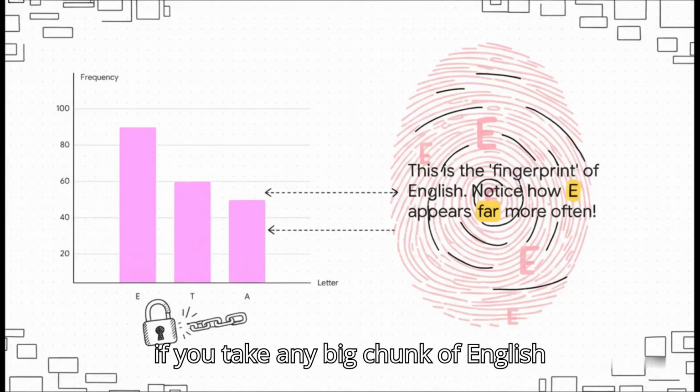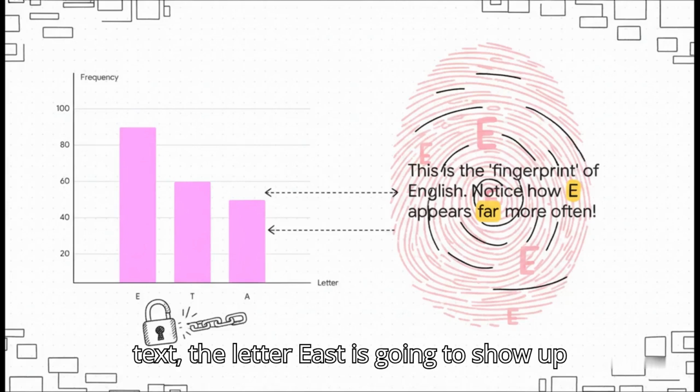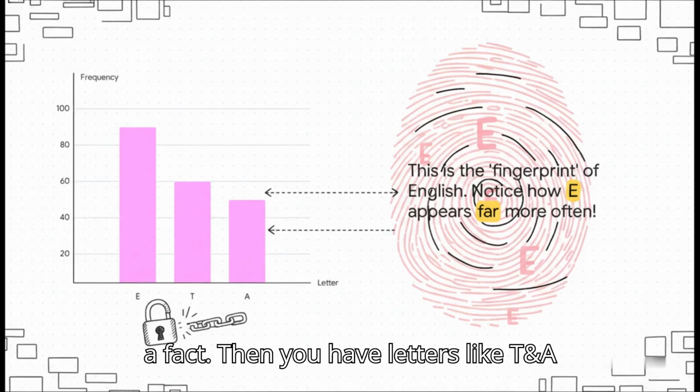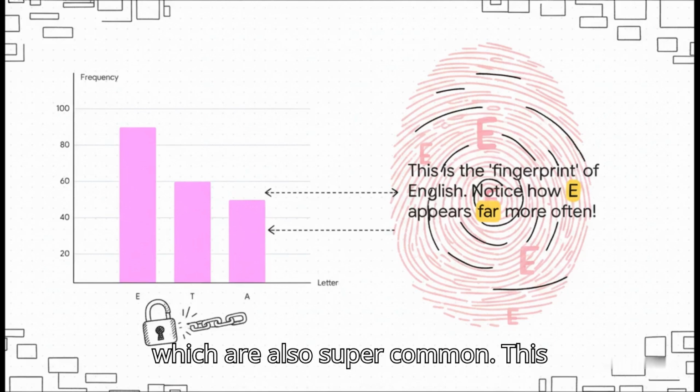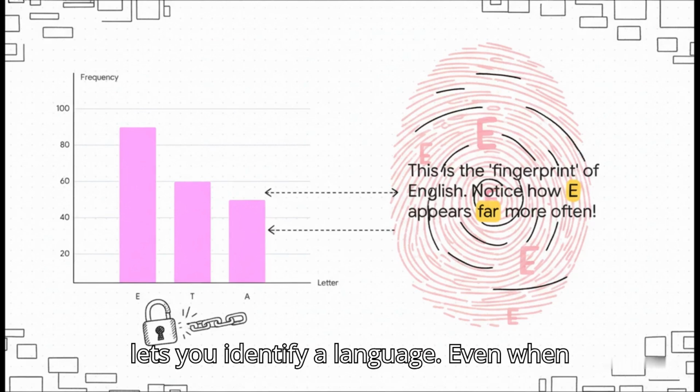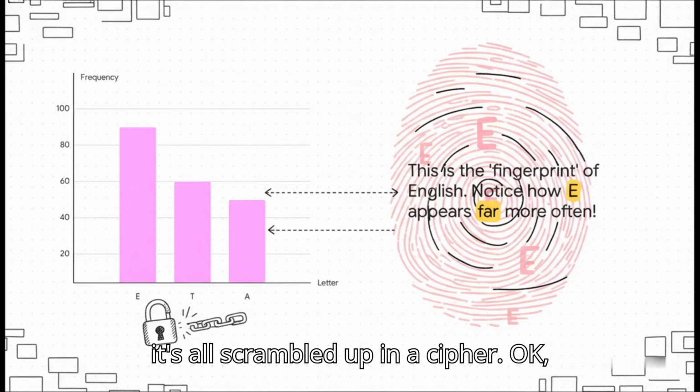For example, if you take any big chunk of English text, the letter E is going to show up way more than any other letter. It's just a fact. Then you have letters like T and A, which are also super common. This consistent, predictable pattern is what lets you identify a language even when it's all scrambled up in a cipher.